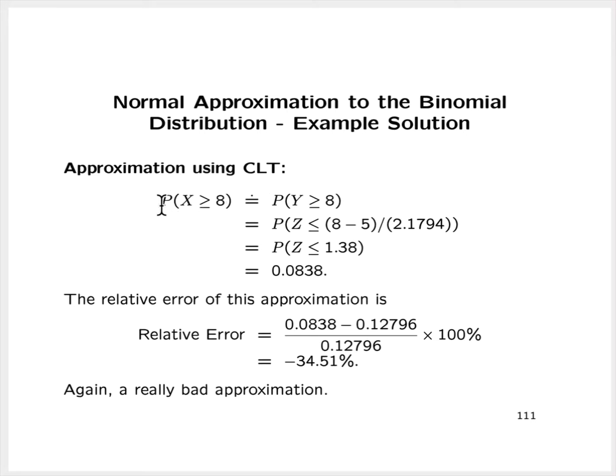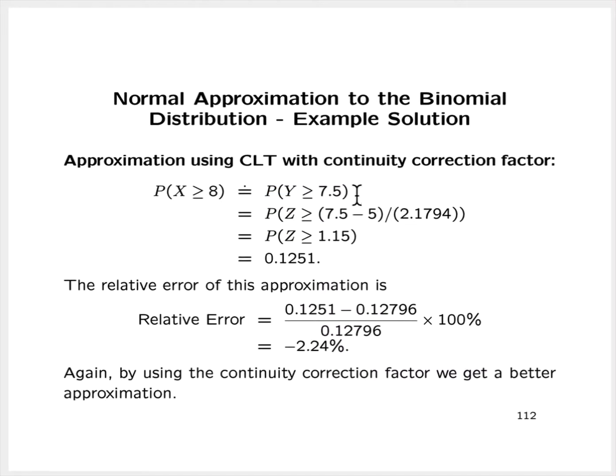And so by approximating the probability that x is greater than or equal to 8 by the probability that y is greater than or equal to 8, we're excluding the first half of that rectangle centered over 8, that portion that starts at 7.5 and ends at 8. And so we can improve this approximation by starting at 7.5 rather than 8. And when we do that, we get an approximate probability of 0.1251, which is much, much closer to the true value of 0.12796.